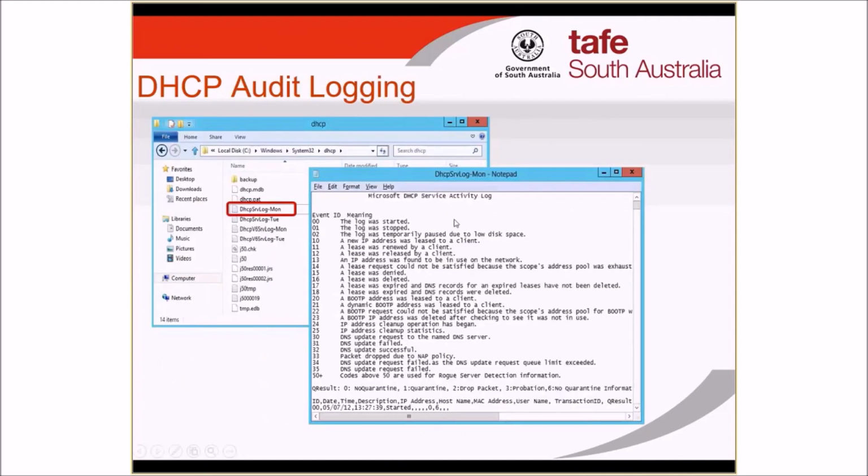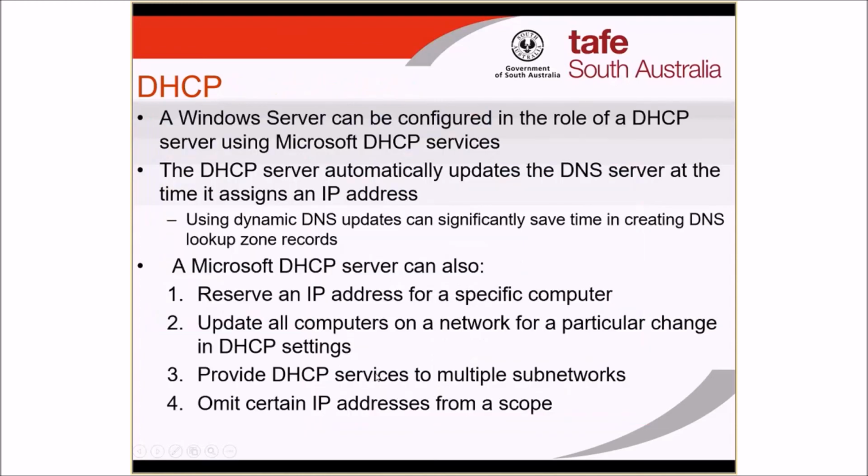Here are the audit logs. Like I was saying, for security we need to audit what's happening, when the server was started, restarted, etc. It keeps a log of all those events. And Windows Server can be configured with the DHCP role by adding the DHCP Server role. Like I said, it can be integrated with DNS by using dynamic updates.